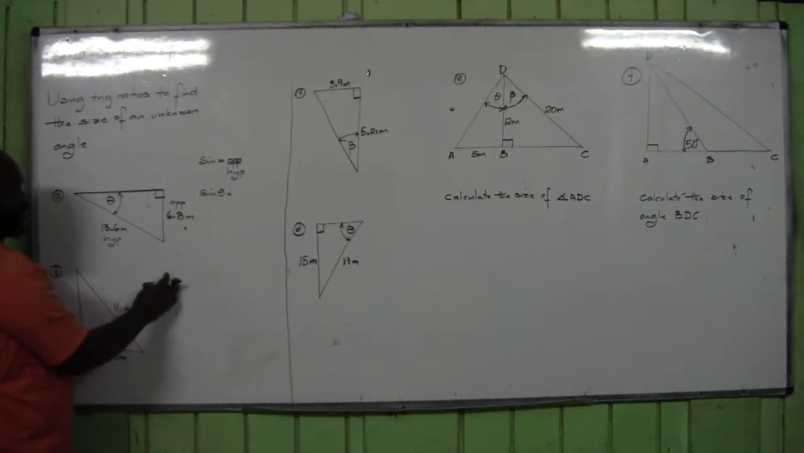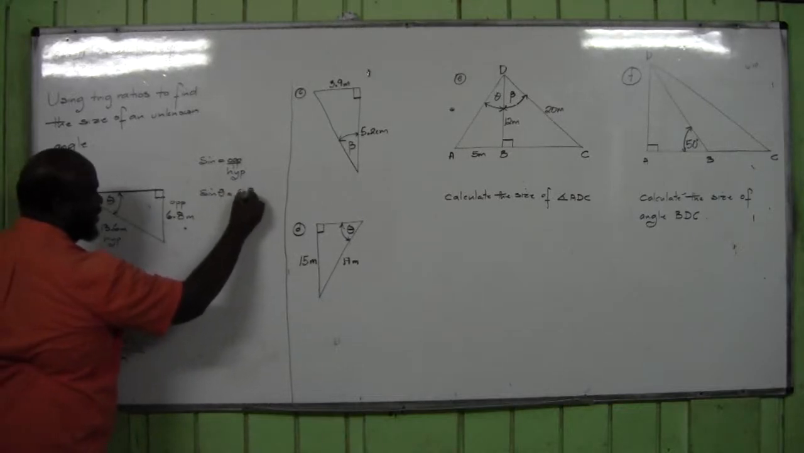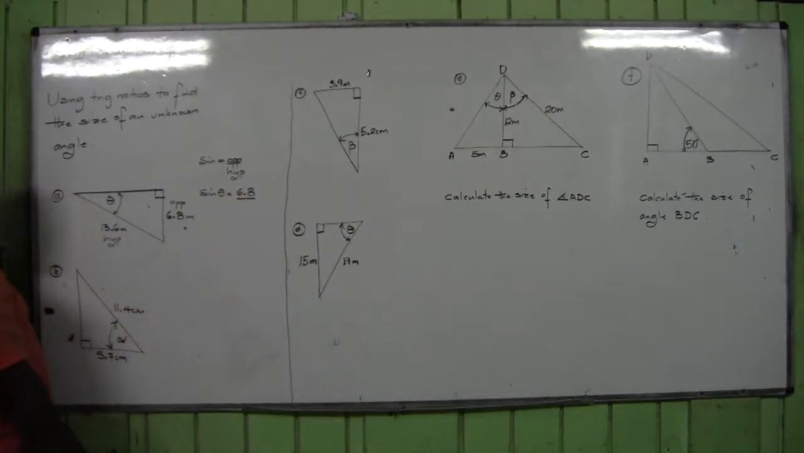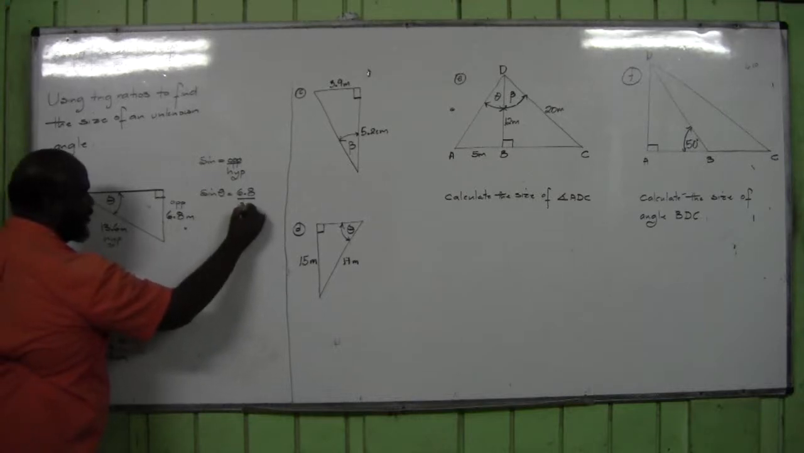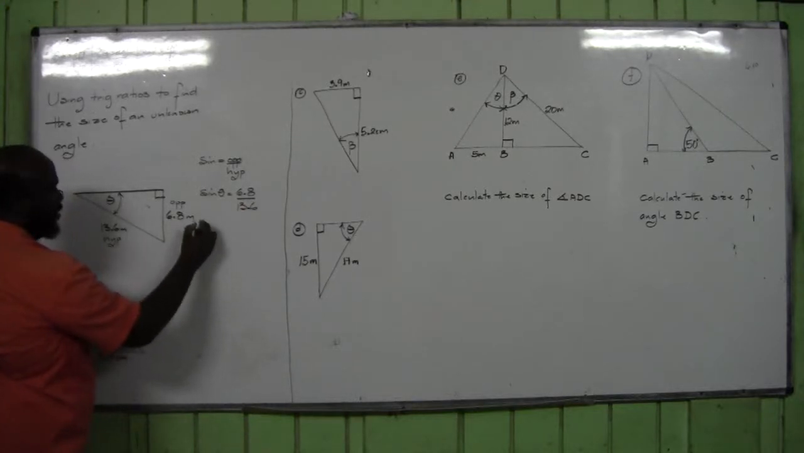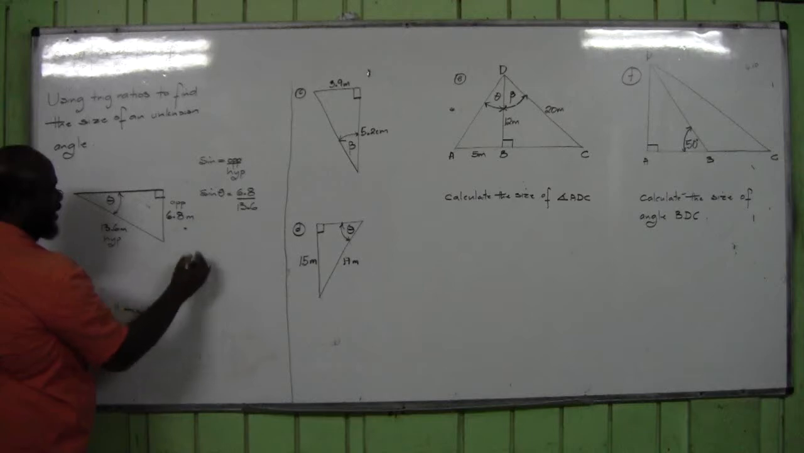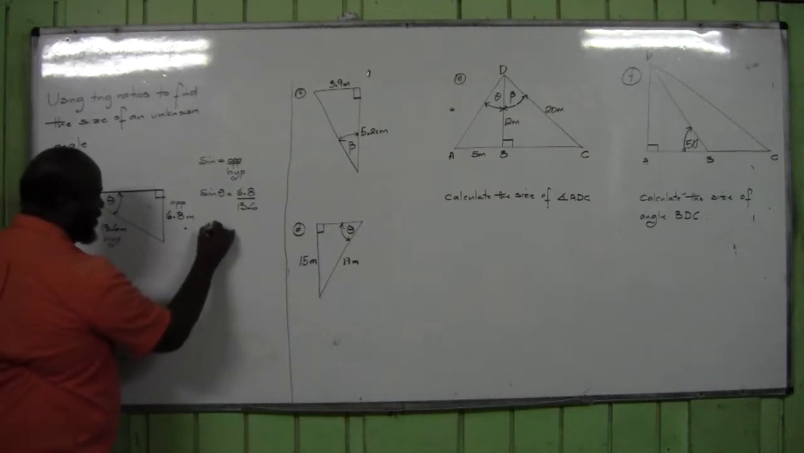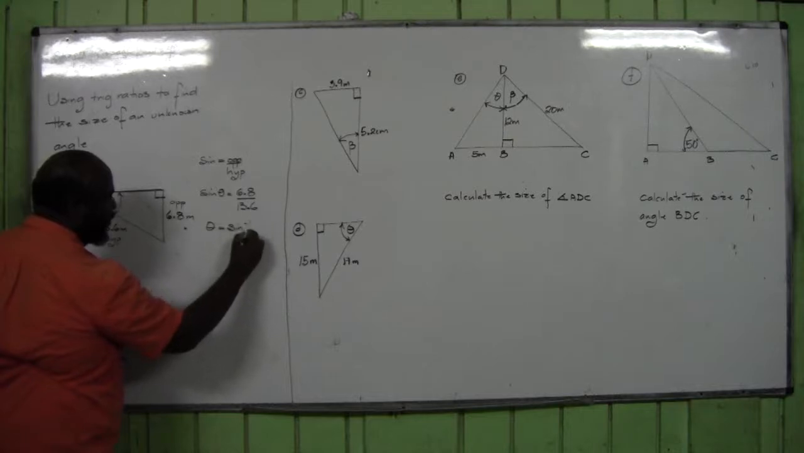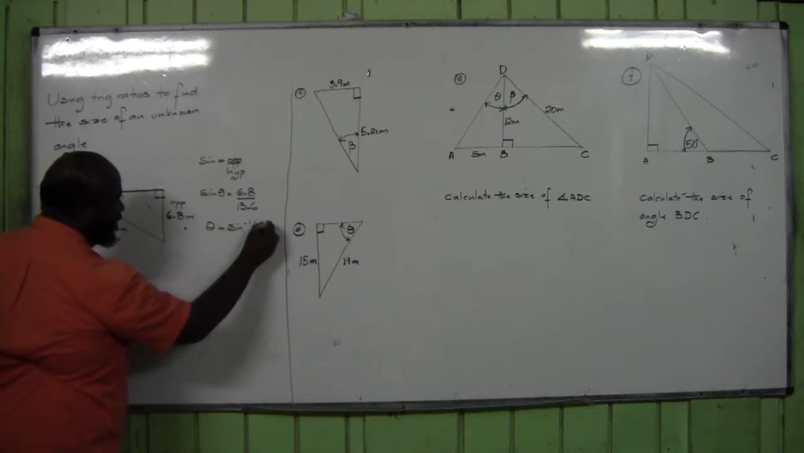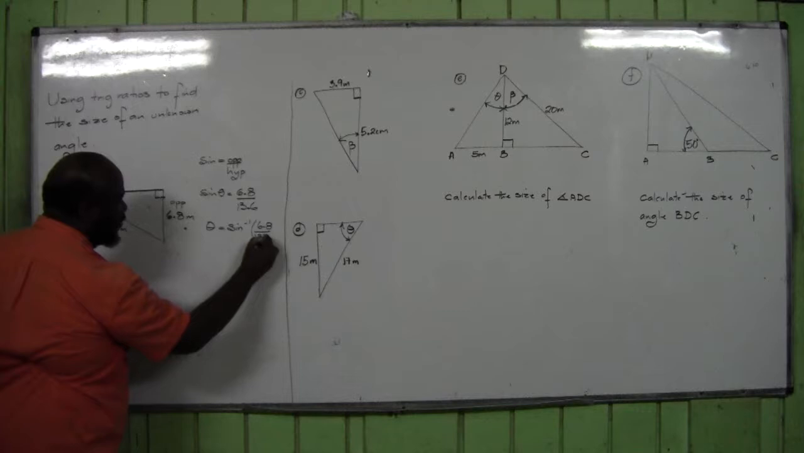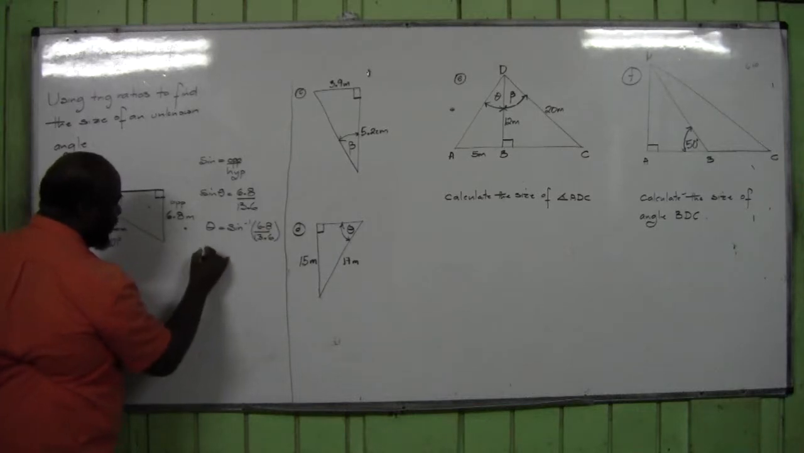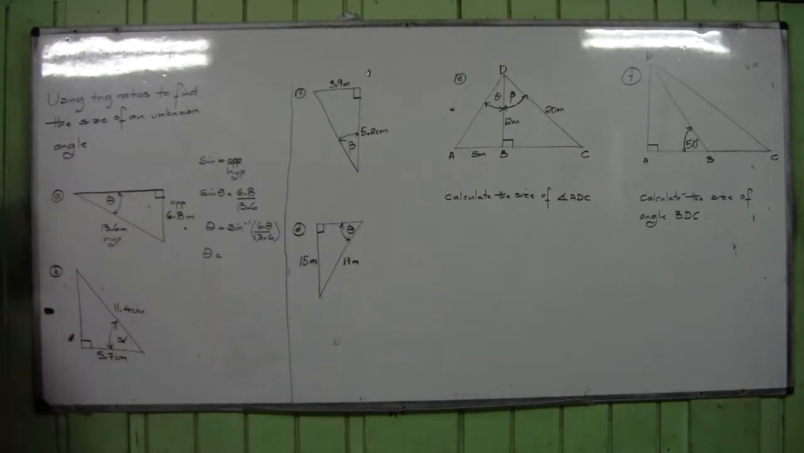Which side is opposite? 6.8 over the hypotenuse, which is 13.6. Now, if you know the sine of an angle, to find the angle, you must use sine inverse. It means that theta, which is the angle, is equal to sine inverse 6.8 over 13.6.